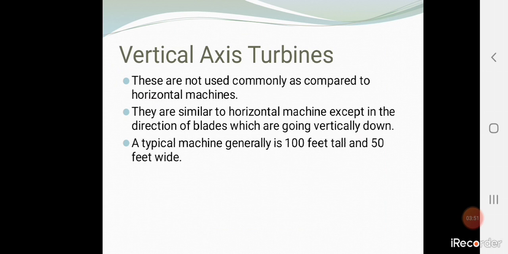Now, what is a vertical axis turbine? Definitely, these are not used commonly as compared to horizontal machines. They are similar to horizontal machines except in the direction of blades, which are going vertically down. A typical machine generally is 100 feet tall and 50 feet wide. This is a simple description about vertical axis turbines.